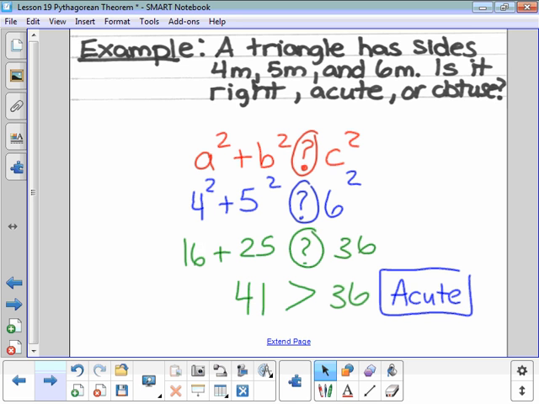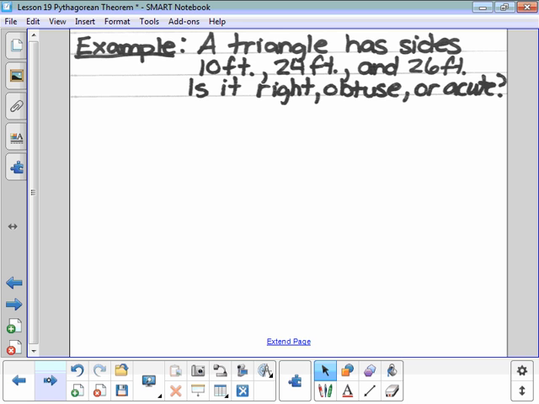So again, since C squared, 6 squared, is smaller than the other side, A squared plus B squared, it's an acute triangle. That means if we knew all the angles, they'd all be less than 90 degrees. So pause here and see if you can determine whether it's a right triangle, an obtuse triangle, or an acute triangle.